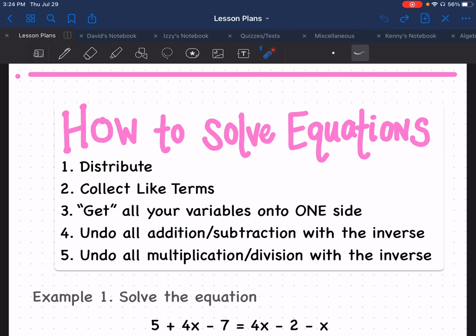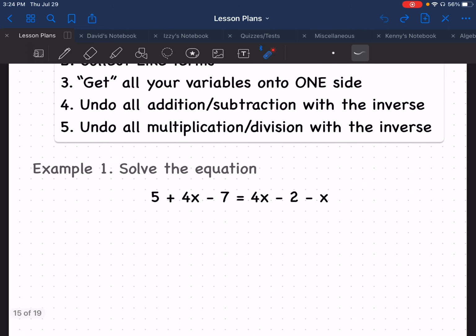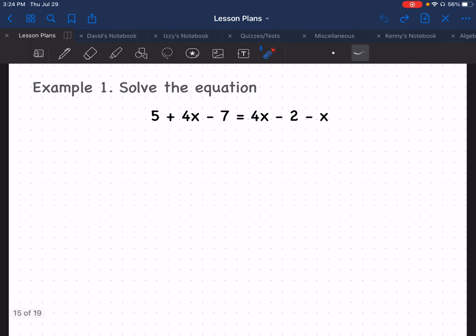Then we're going to undo all of our addition and subtraction by doing the reverse. That means if I see addition, I do subtraction to get rid of it. And if I see subtraction, I do addition to get rid of it. And the last step, we're going to undo all of our multiplication or division with its inverse. They are inverses of one another. So division will undo multiplication. And that's the one that you normally see. All right, let's take a look at example 1 that we saw in class today.